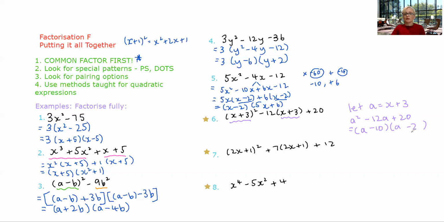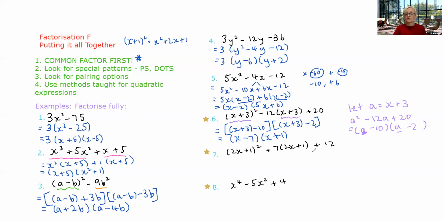So we get that. Well, but our a was just our x plus 3, so we can come back here now. I would show that working, by the way. Come back here and we're going to have x plus 3 minus 10, x plus 3 minus 2, just tidying that up. X plus 3 minus 10 is x minus 7. X plus 3 minus 2 is x plus 1.